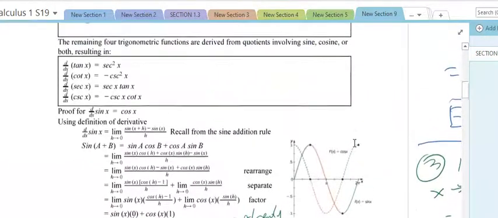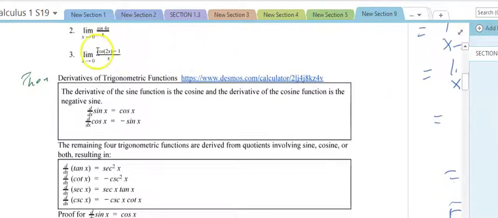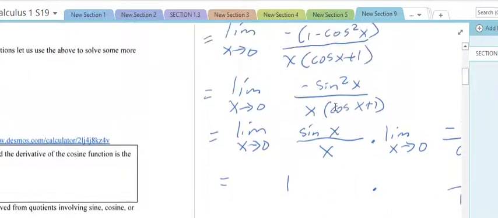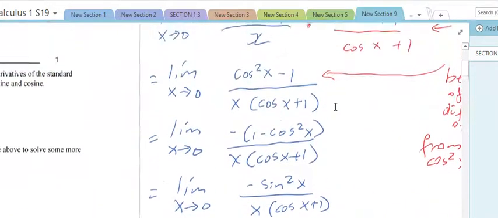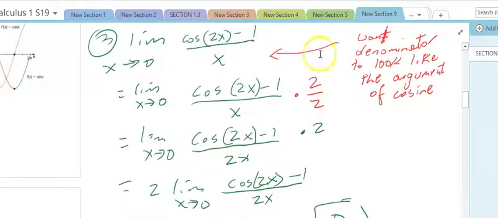Now let us do the third problem, which is the limit of cosine of 2x minus 1 over x as x approaches 0. In this case, we also want our denominator to look like the argument in the numerator. So algebraically, we multiply both the top and bottom by 2 over 2. Then it becomes cosine of 2x minus 1 over 2x times 2.